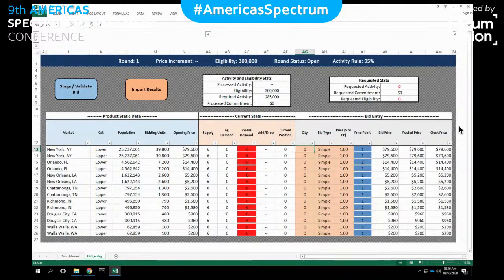And then typically an assignment round can be used in order to allow bidders to express their preferences after the generic bidding portion of the auction has been conducted.